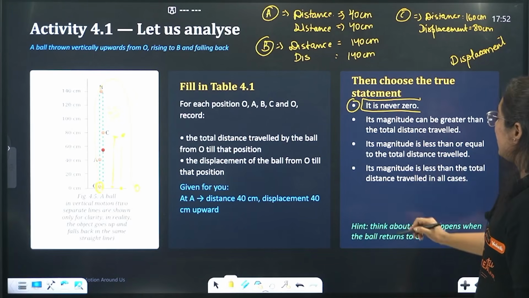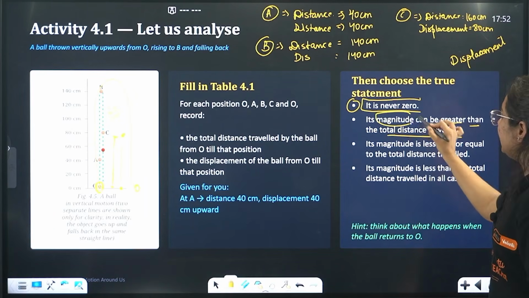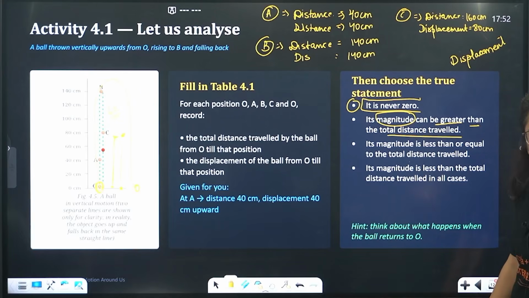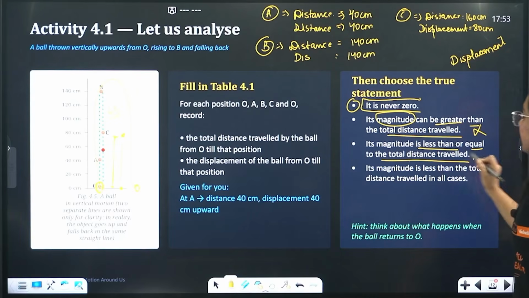This is not true. Its magnitude can be greater than the total distance? Magnitude means number. Can it ever be greater than the total distance? Not at all possible. Its magnitude is less than or equal to the distance traveled. This is correct every time.